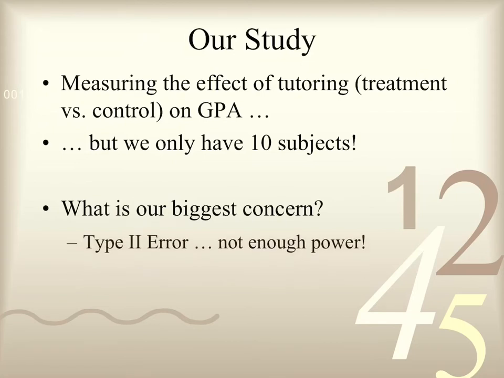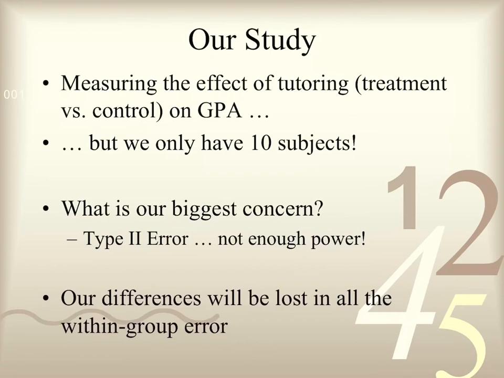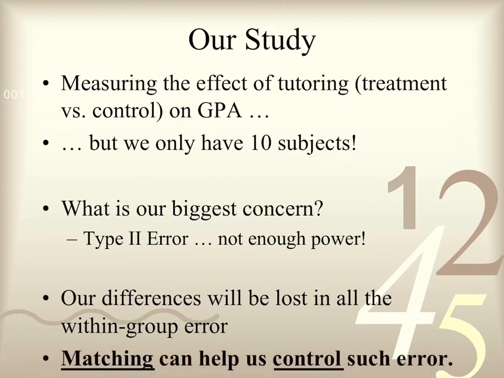Our biggest concern is that we're going to make a type 2 error, that we won't have enough power to actually detect differences if they're there. In other words, our differences are going to be lost in all the within group error. Because we'll only have 5 subjects, half of our sample, in one group, these 5 people are likely to differ from each other in ways that are going to pull one group score up or down. Now the good news is that matching can help us to control this type of error.